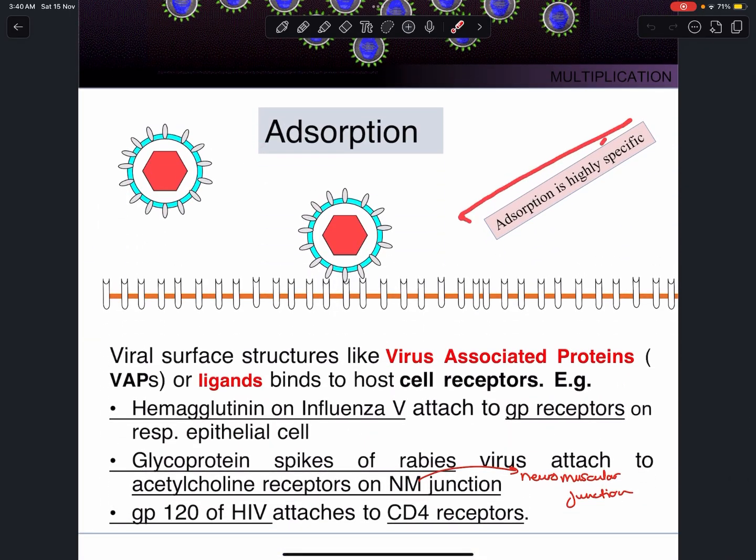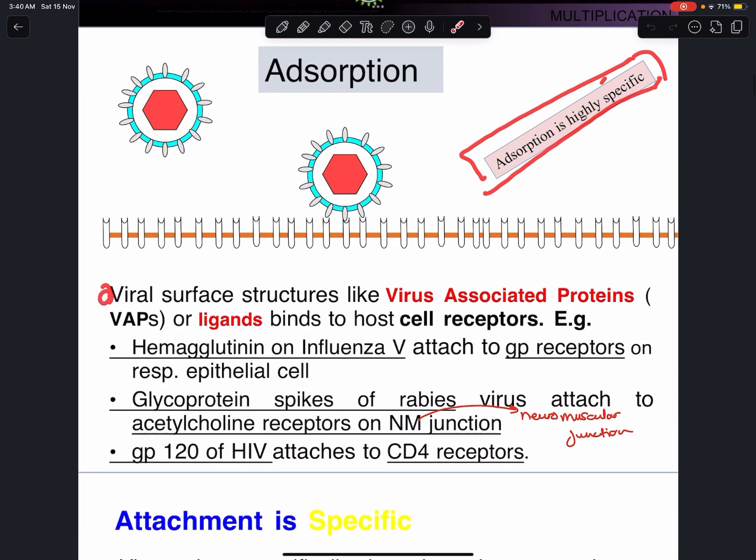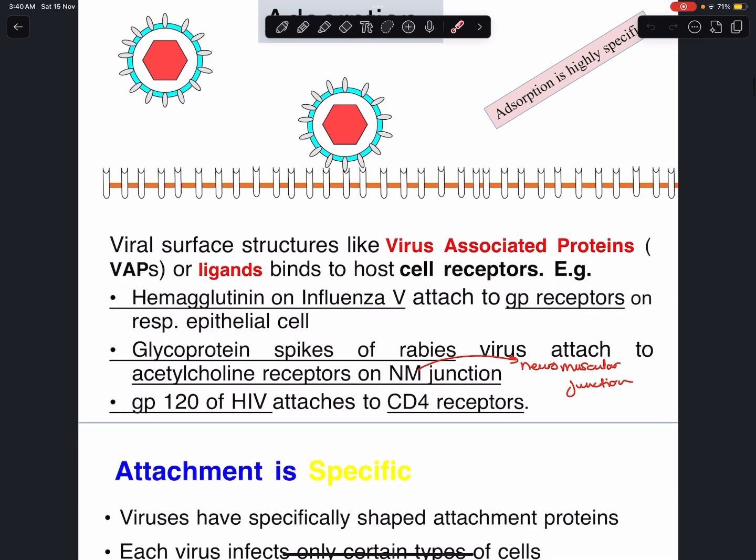Adsorption is very, very highly specific. Viral surface structures like virus-associated proteins, VAPs, or ligands bind to the host receptors. Like hemagglutinin on influenza virus attaches to GP receptors on respiratory epithelial cells. So these virus-associated proteins and ligands are very specific.